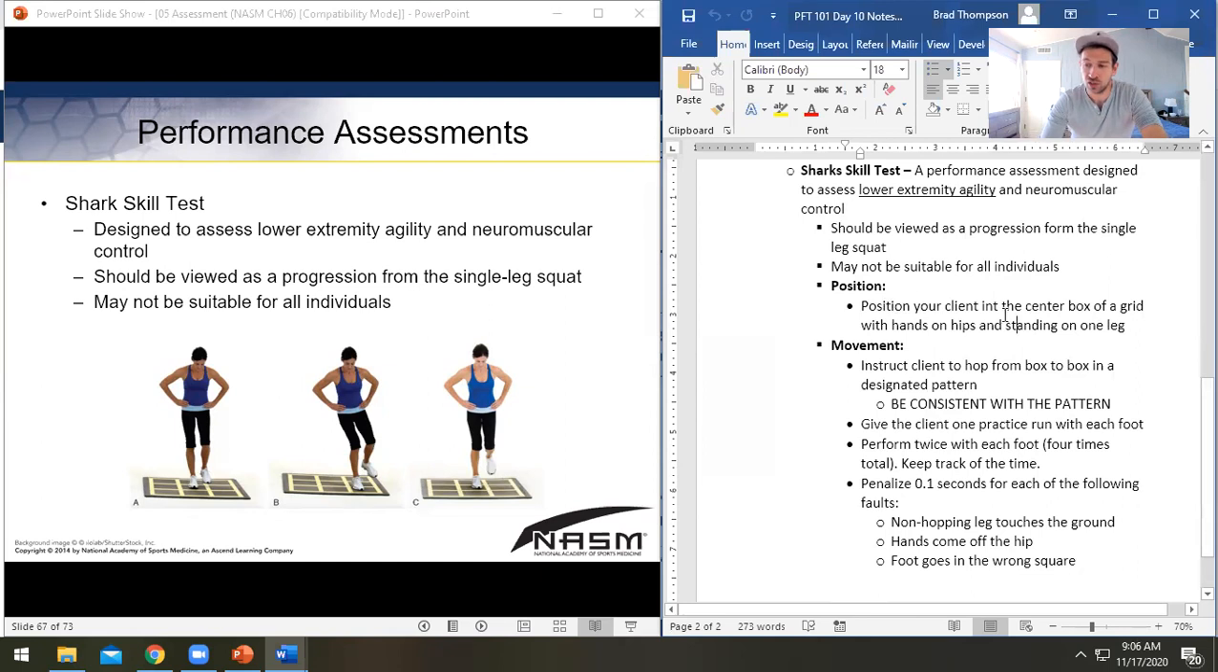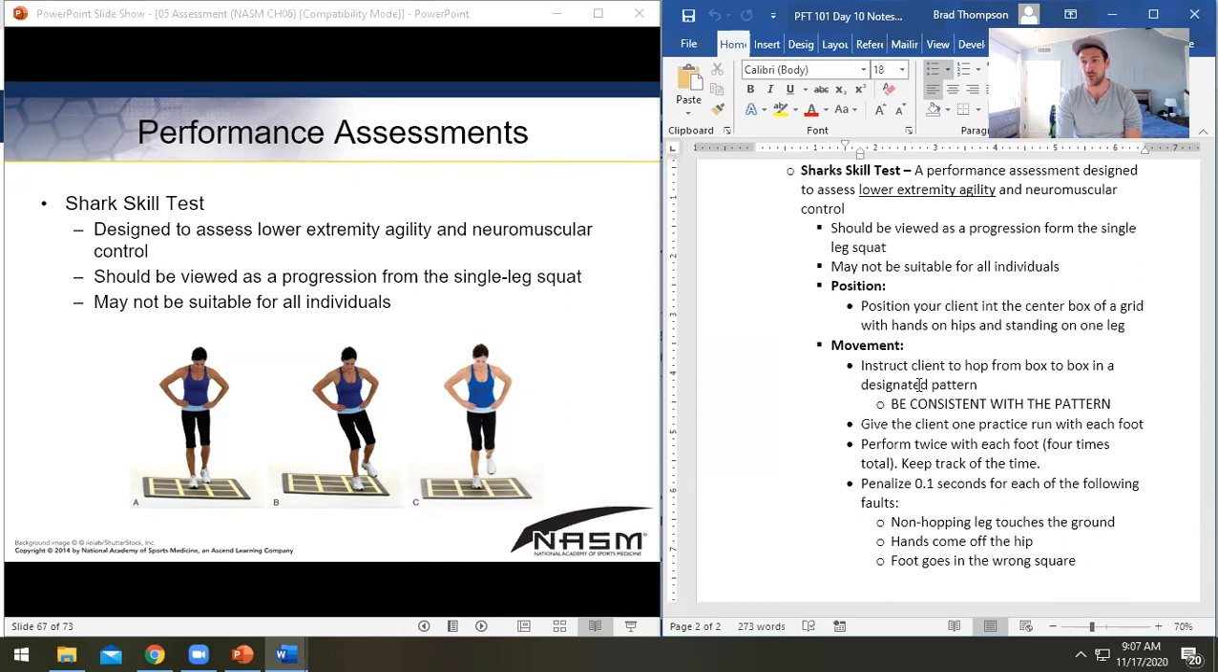But you're going to position your client in the center box, hands on their hips, and they're going to stand on 1 leg. Their job is to jump into every single box in the grid, always returning to the center box before they jump into the next one. So they're going to hop from box to box in a designated pattern. You always want to be consistent with the pattern, that way they don't make it up or get confused or forget a box. You don't want them to hurt their score because they're confused. We want to be really consistent with the pattern here.